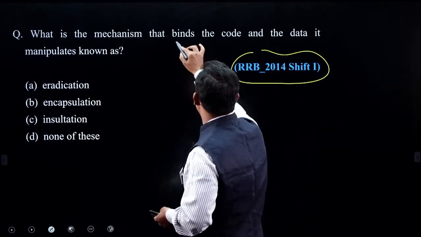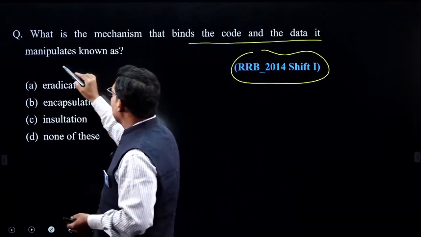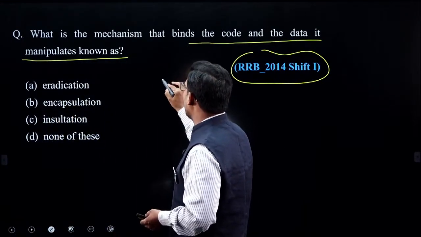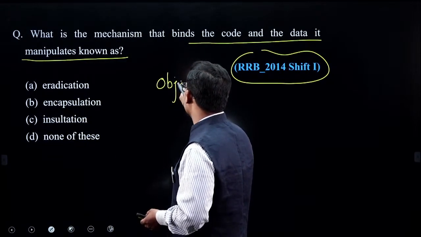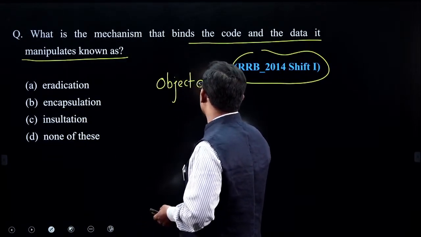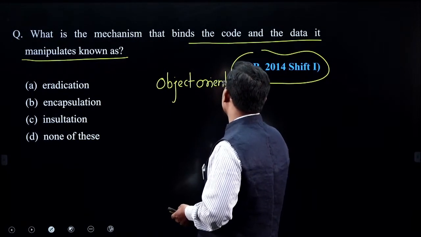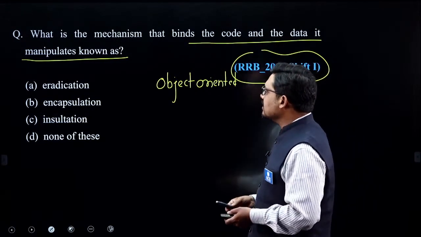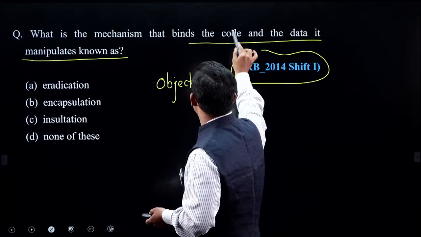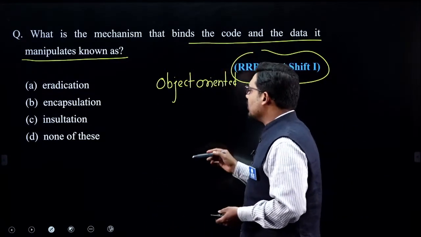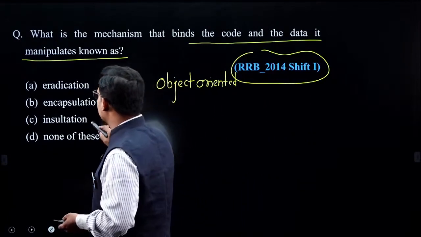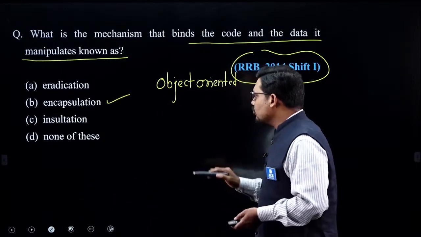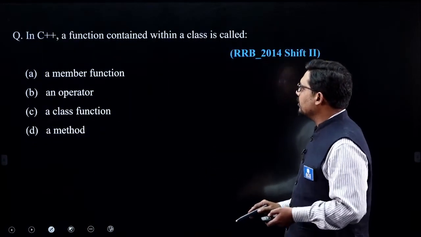What is the mechanism that binds the code and the data it manipulates, known as? This concept is taken from object oriented programming. It says the mechanism that binds the code and the data, the member function as well as the data. The options are eradication, encapsulation, insulation, and none of these. The answer here is encapsulation, and this question is taken from object oriented programming.